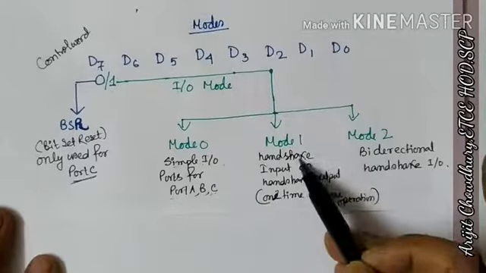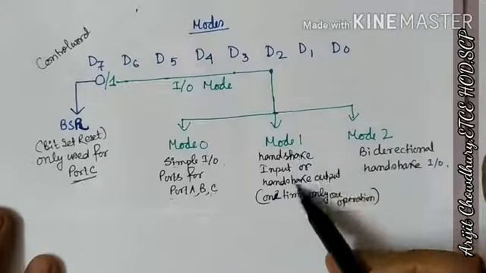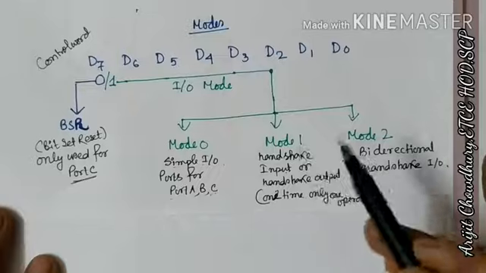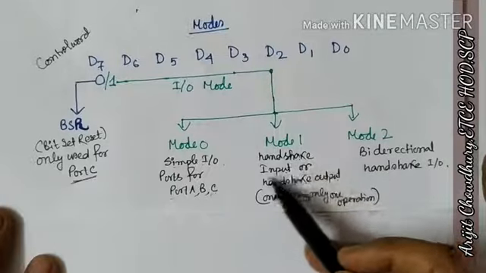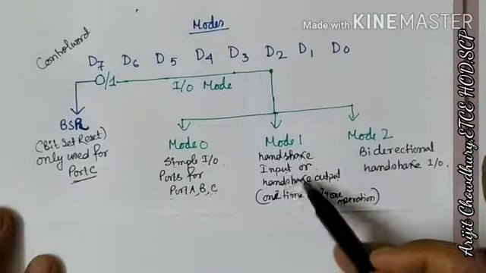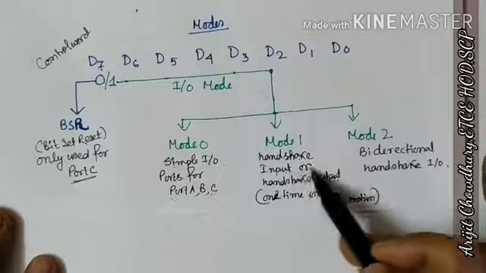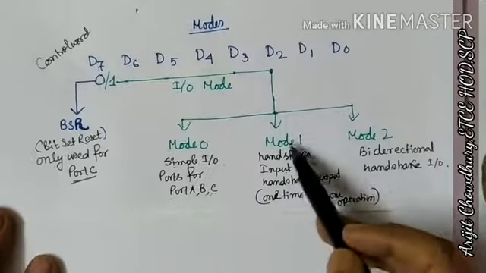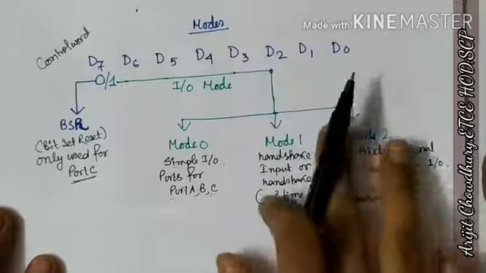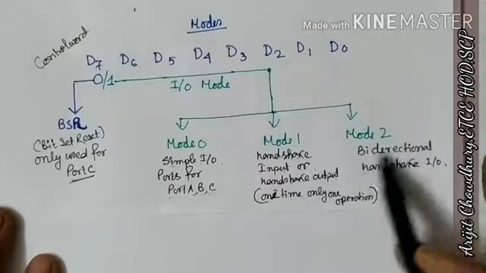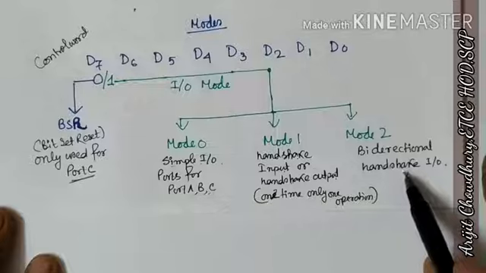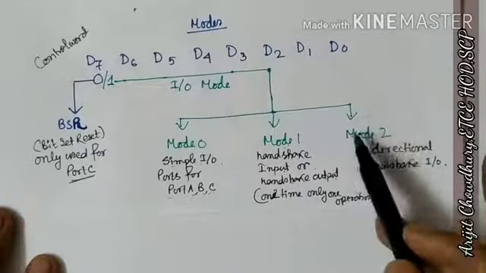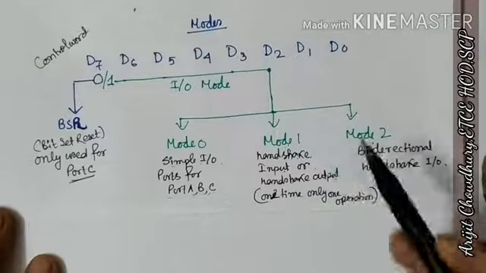Then handshake input or handshake output is mode 1. In handshake input, only one operation is done at a time, only input or output. One operation is done in this mode. Mode 2 is bidirectional handshake input output. This mode 1 and mode 2 function the same.